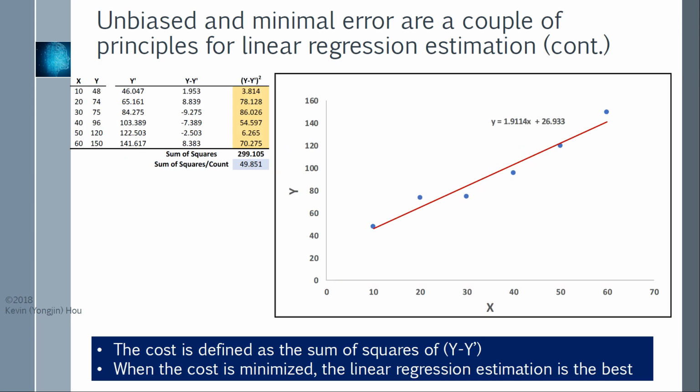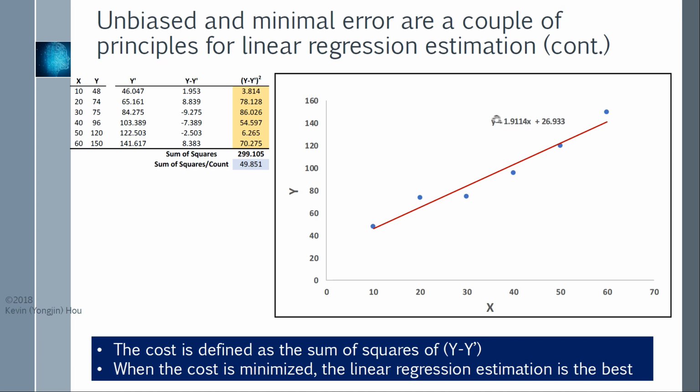How about this line? This line looks pretty good. Actually, this is the best estimation for this particular example with linear regression. And for this line, mathematically, it can be written as y equals 1.9114 times x plus 26.933. So how can we conclude this line is the best?